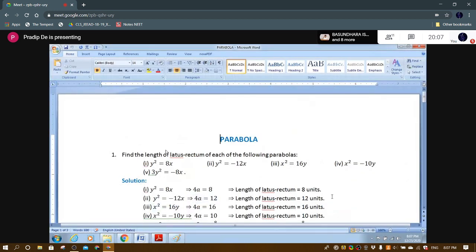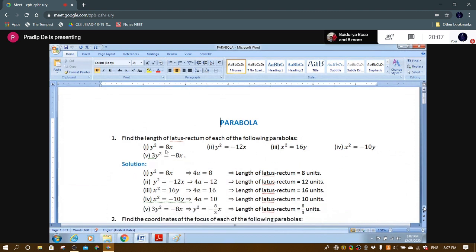Part 3. X square equal to 16y. Compare with x square equal to 4ay. Coefficient of y is 16. So 4a equal to 16. That is the length of latus rectum, 16 units. X square equal to minus 10y. Absolute value of the coefficient of y is 10. So 4a is equal to 10. That is the length of the latus rectum.